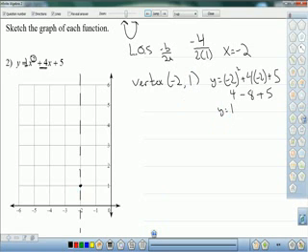Just got to find my vertex. I just plug negative 2 in for x. See what I get out. So I get y equals negative 2 squared plus 4 times negative 2 plus 5. Negative 2 squared is 4 minus 8 plus 5. 4 minus 8, negative 4 plus 5. So at negative 2, 1, I have my vertex.